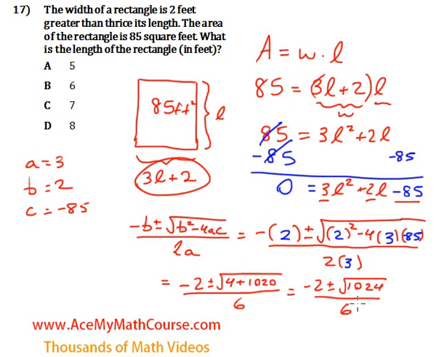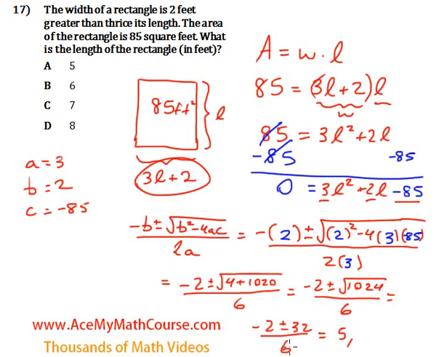Now, what is the root of 1,024? It's just 32. And by that I meant the square root. The square root of 1,024 is just 32. Okay, so we have two answers. The first one, negative 2 plus 32, which is 30, divided by 6, 5. The next answer, negative 2 minus 32 over 6.